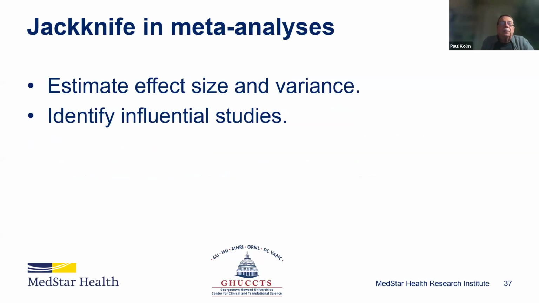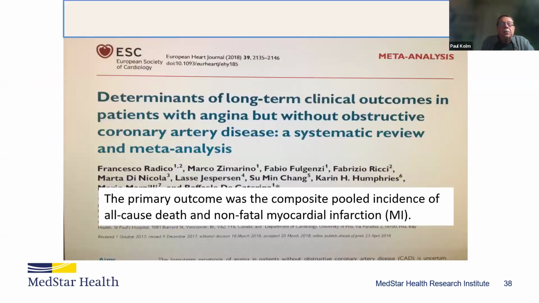So, an example here where this was done in this article that appeared in the European Heart Journal a few years ago. So our primary outcome was a composite pooled incidence of all-cause death and non-fatal MI. So if your patient had one or the other, the outcome would be a positive, a yes. If they had neither, then that would be a no, or a 0, as it's usually coded.